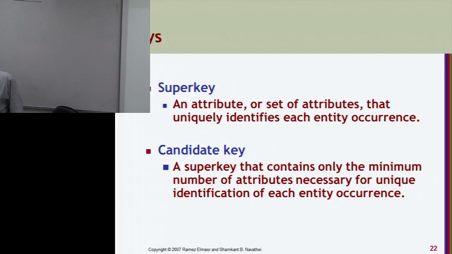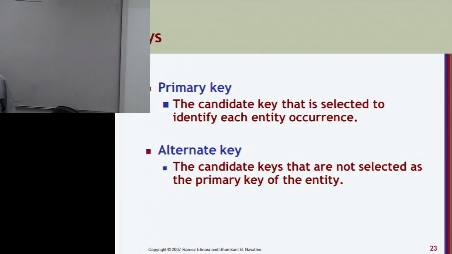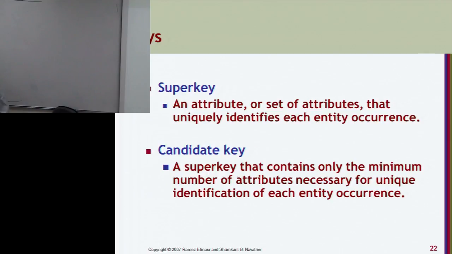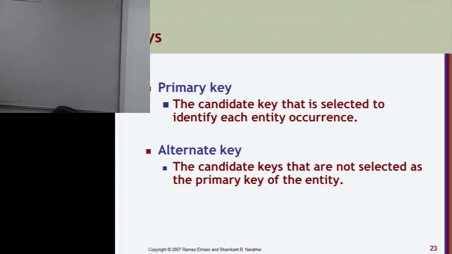One of these candidate keys will be selected or chosen to become the primary key. All the others will be called alternate keys. So we have one single primary key for every entity type, and many alternate keys if there are any other keys. So the keys again: super key, candidate. Let's forget super key for now. We'll discuss super key later on. Candidate keys, all unique identifiers are called candidate keys. One of them is selected to become the primary key.